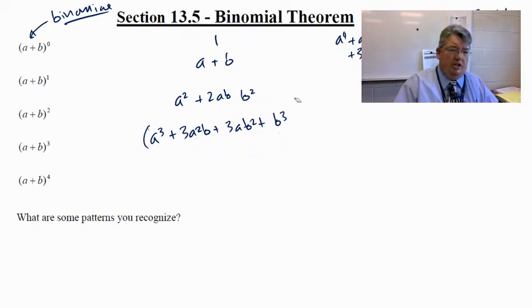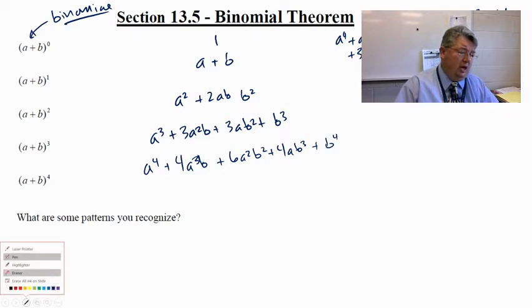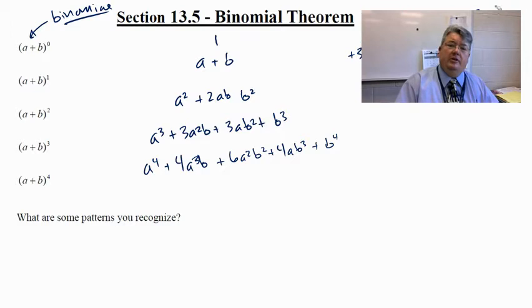Let me erase this, clean it up here. So imagine we're going to keep going. This could be a bit of a pain, but it's possible, right? So this is a to the fourth plus 4a cubed b plus 6a squared b squared plus 4ab cubed plus b to the fourth. Cool. Okay, now let's erase all this stuff, and we'll talk about it.